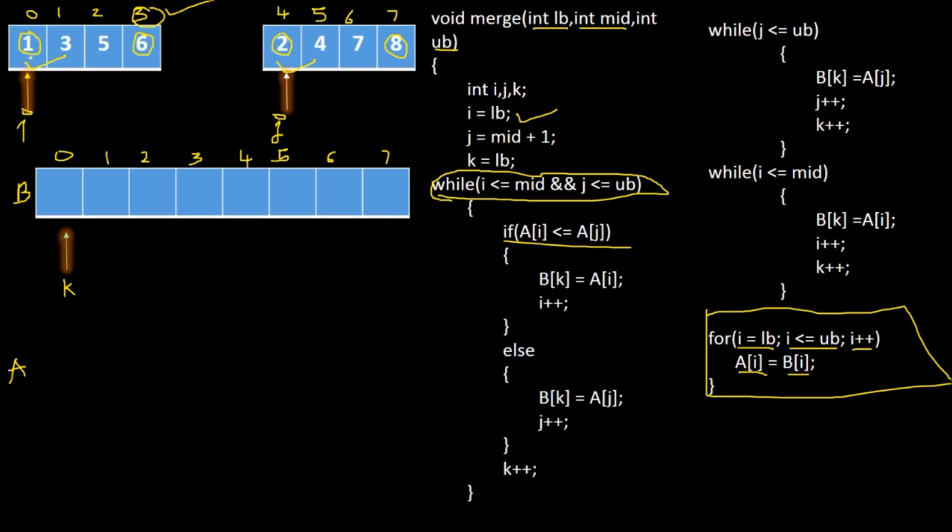What is a of i? The element is 1, and what is a of j? The element is 2. We are comparing 1 and 2, right? And then we are deciding whether 1 is going to stay here or 2 is going to be copied here. After deciding, 1 should be copied here. For that we write b of k is equal to a of i, because this is the i index. So b of k, this is the b array, is equal to a of i.